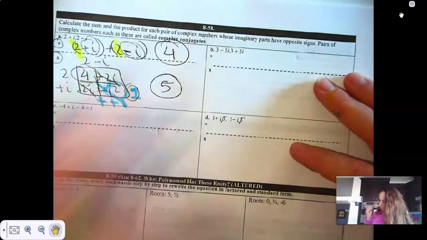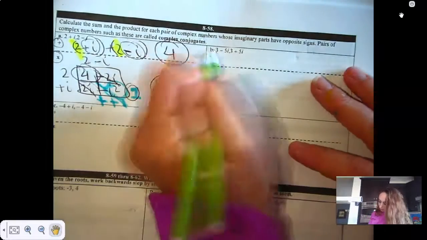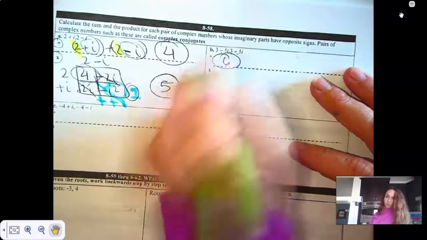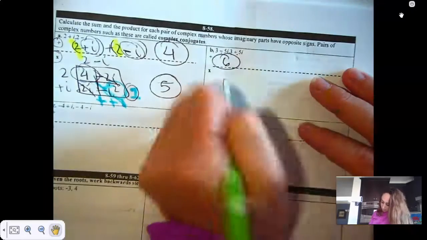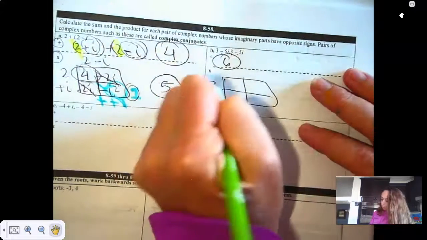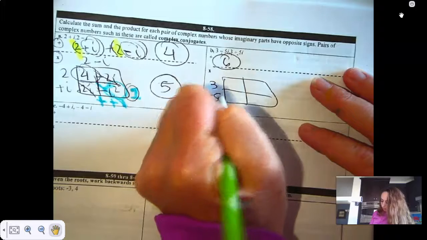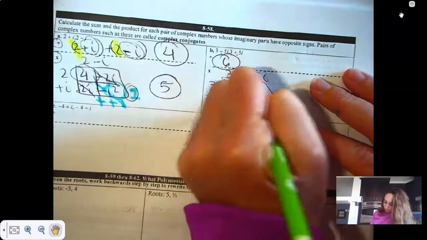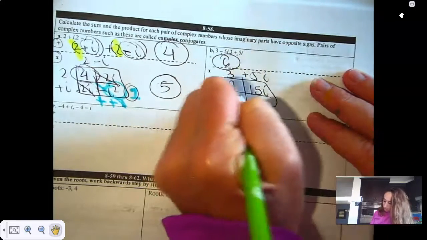Okay, let's do this one. Letter B. 3 plus 3 is 6. Negative 5 plus 5, gone. Multiply, do the box. Some of you will start seeing a pattern, which is what I want you to see. Some of you will not see the pattern, which is fine because you have the box.